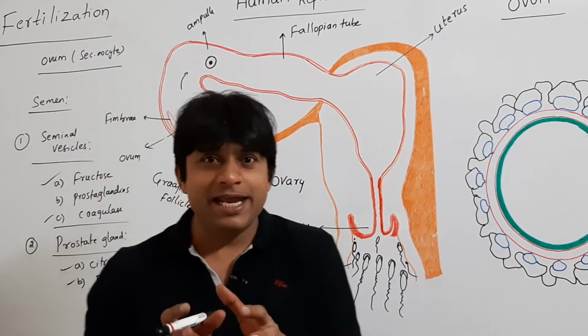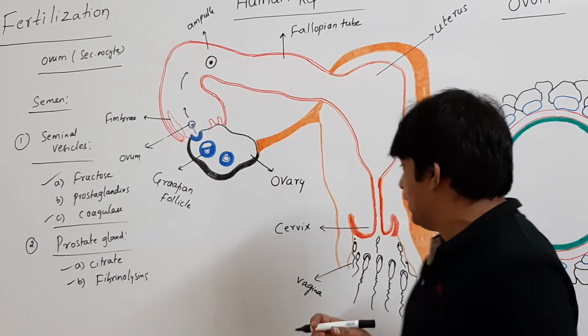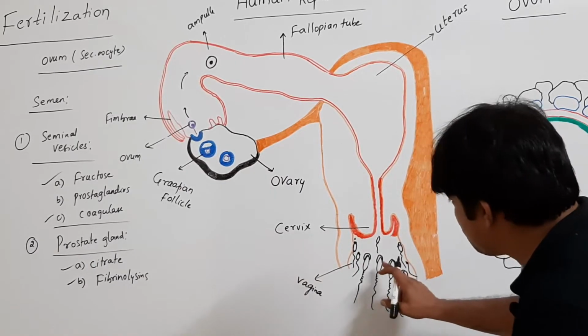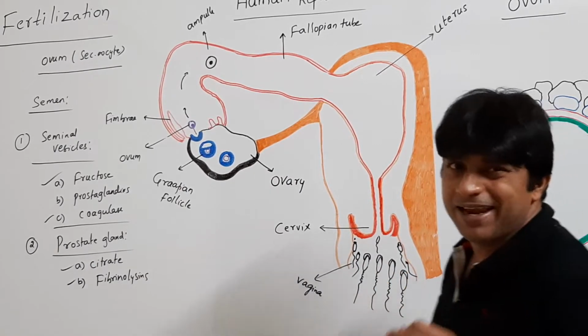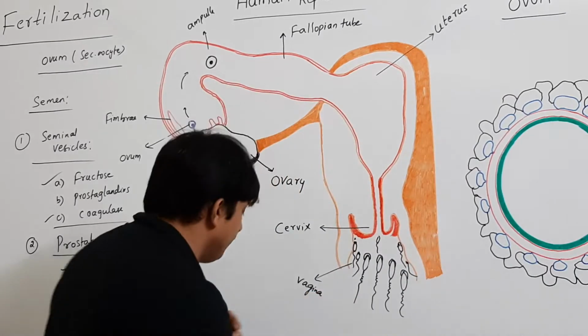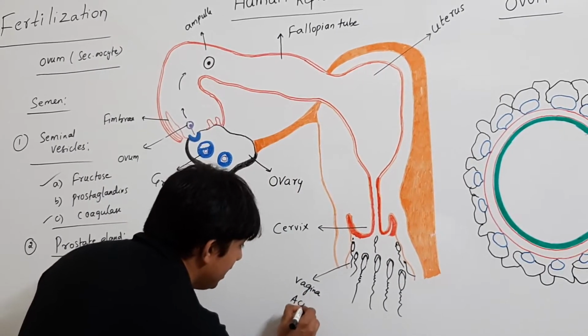Now how exactly is the motility of the sperm? When you talk about the motility of the sperm in the vagina, it is very, very less, because vaginal fluids are highly acidic.